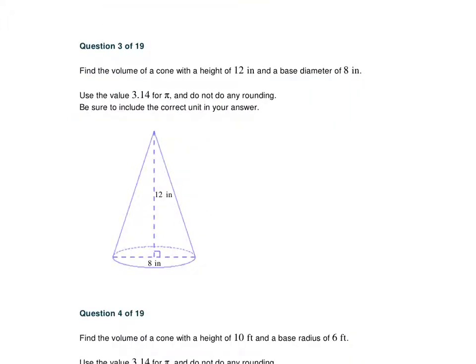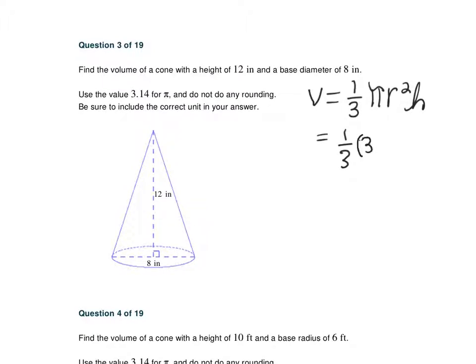Question 3 is asking us to find the volume of a cone with a height of 12 inches and a base diameter of 8 inches. Referring back to my formula sheet, to find the volume of a cone, that formula is V equals 1/3 pi r squared times the height. I keep my 1/3. Again, it tells me to use 3.14 for pi.